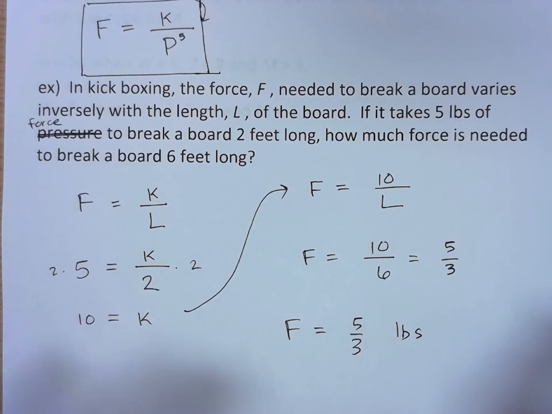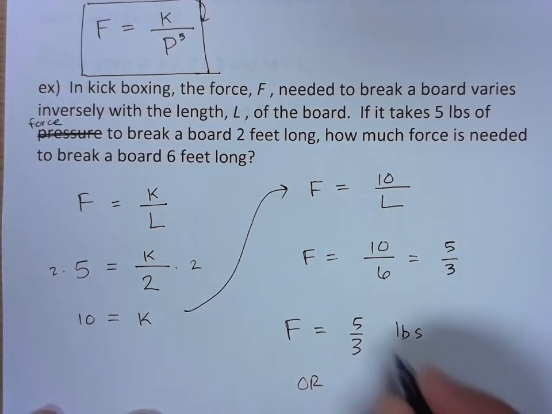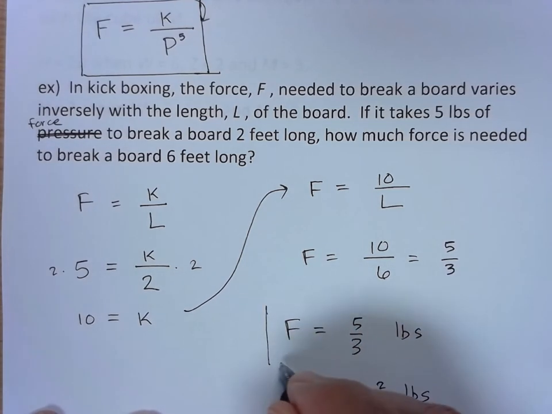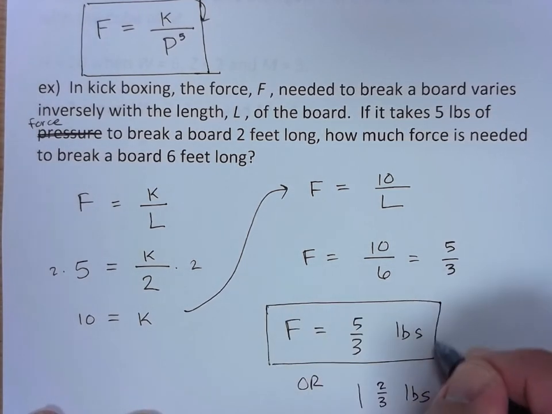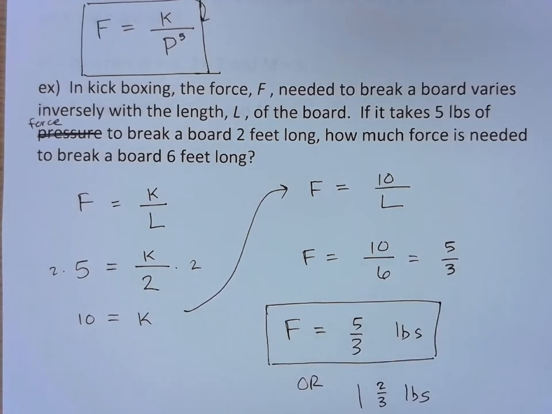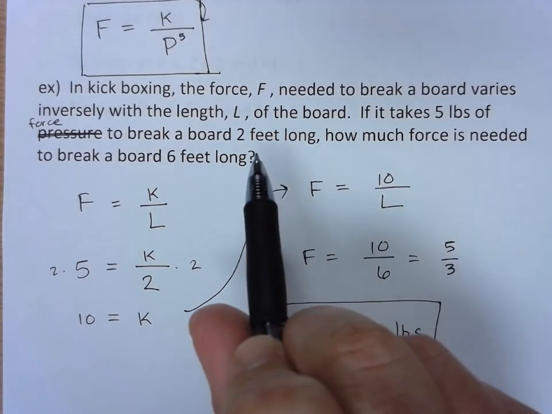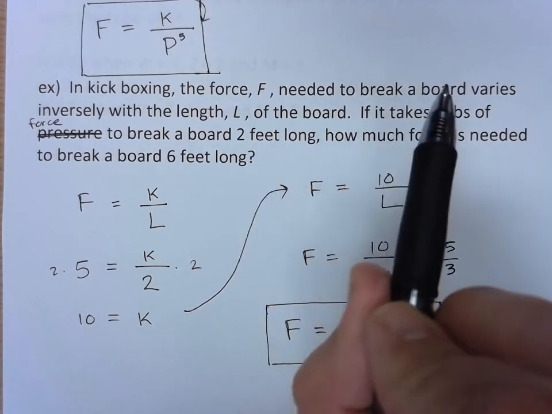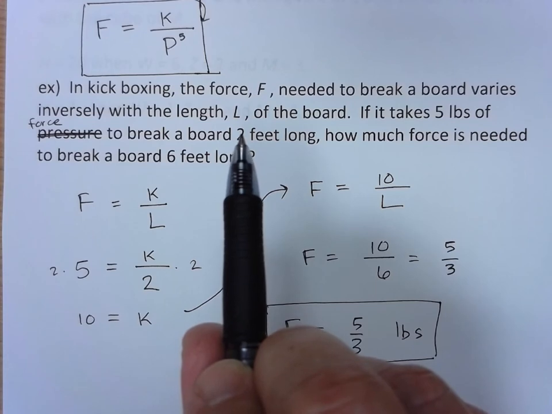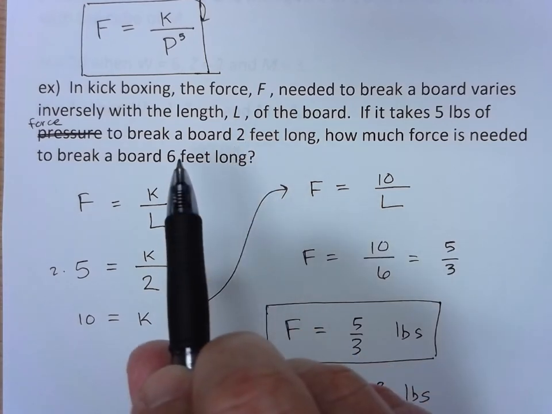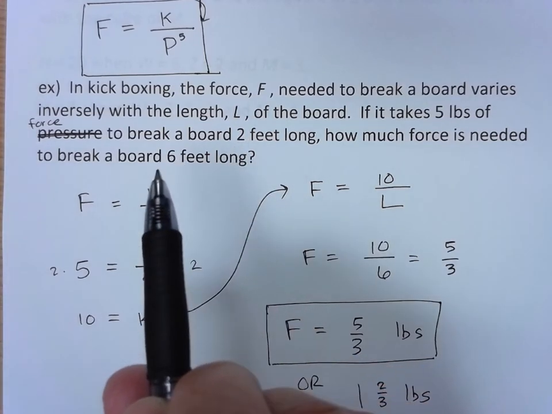So that means it will be 5/3 pounds, or if you want to write that as a mixed number, it's okay. Usually I just leave it as an improper fraction like this, but if you want to go ahead and call that 1 2/3 pounds, either one of those are fine for the statement of how much force is going to go there. And that kind of makes sense. It took 5 pounds to break a 2-foot board. So since force and length are inversely related to each other, if the length goes up, the force needs to go down. And that kind of makes sense if you think about it.